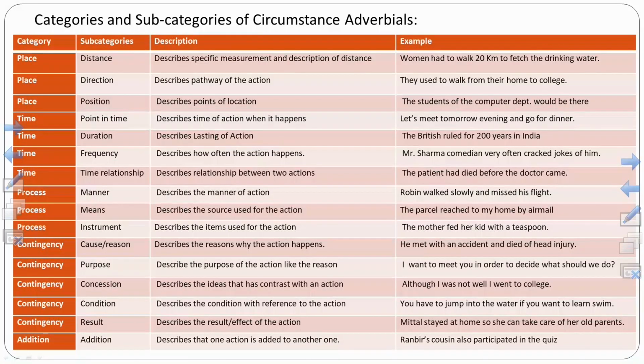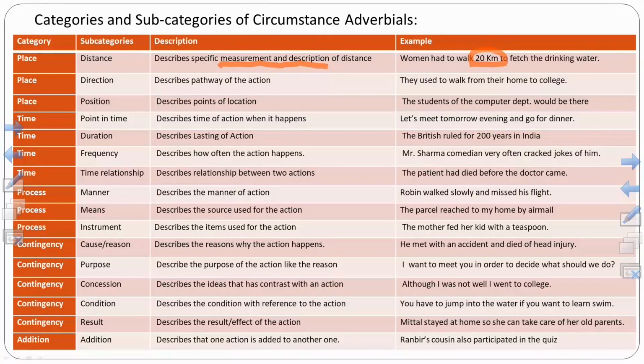The first is distance, which means it describes measurement and description of distance. For example, here there is an example given: woman had to walk 20 kilometers to fetch the drinking water. So here we can see 20 kilometers. So it describes distance, right? It measures distance. So specific measurement and description of a distance, like woman had to walk 20 kilometers to fetch the drinking water, right? So this is the very first, that is distance.